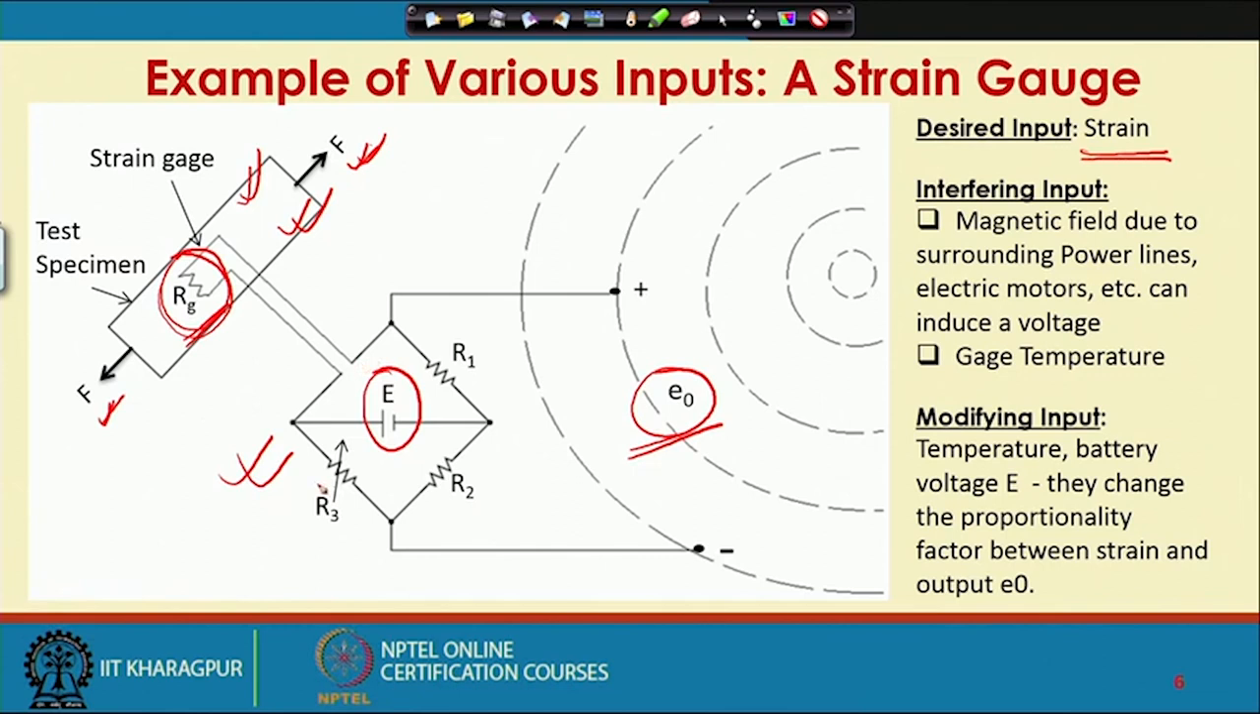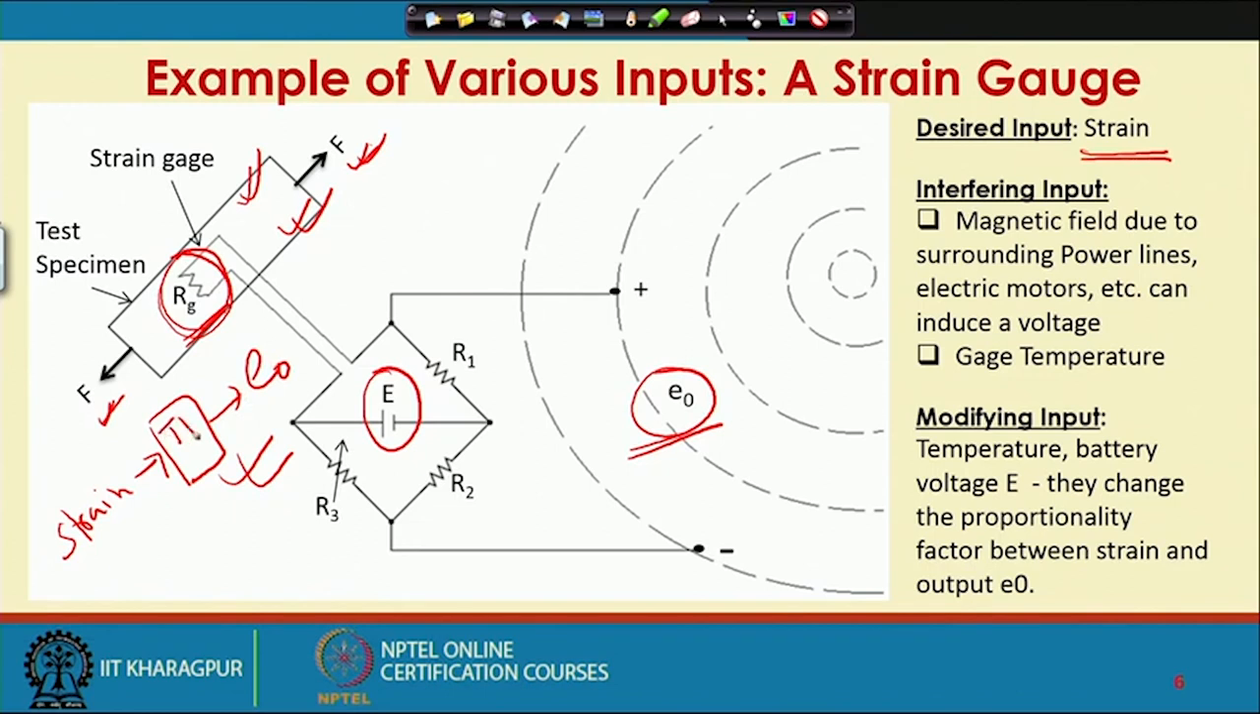The proportionality factor that exists between the strain and the output. So, strain is input and output is this output voltage E 0.